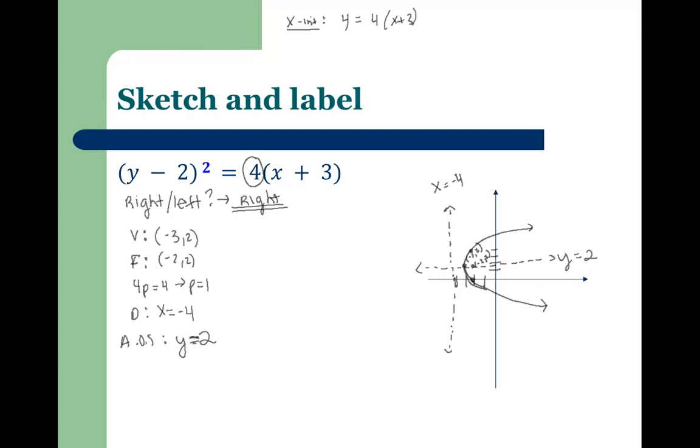I actually know it, don't I? Because I found it right here. So when I divide by 4, I get 1 equals x plus 3. Subtract 3, negative 2 equals x. I have that, right? Negative 2, 0.